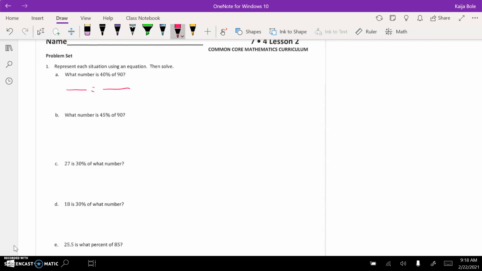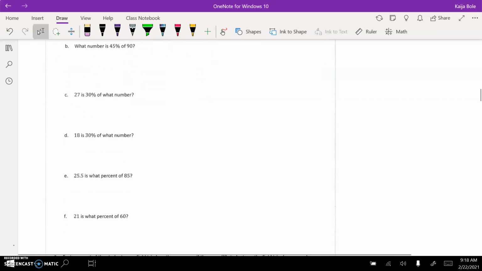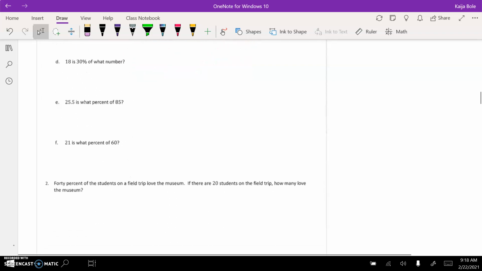All right, what number is 40% of 90? So remember, 40% would go on the right because it's 40 over 100. And then of 90. So the 90 is the whole, that's going to go on the bottom, and then x would go on the top. And then you cross multiply, so you'd get 100x equals 3600. Divide by 100. So you would get x equals 36. And you're going to do this exact same setup for all of them. So all of these on the first page should look just like that.